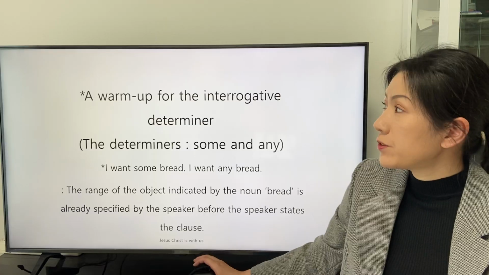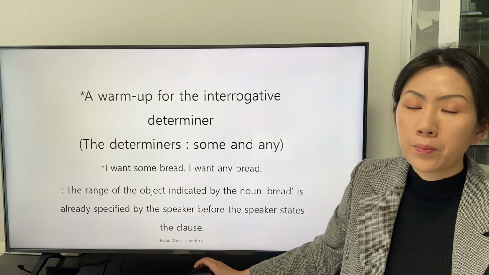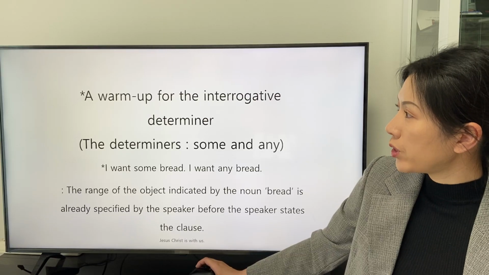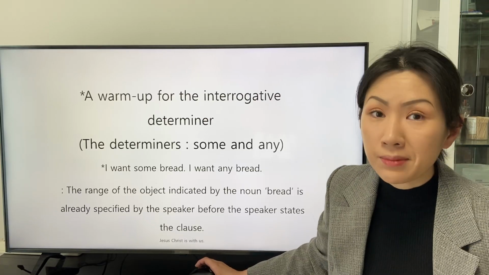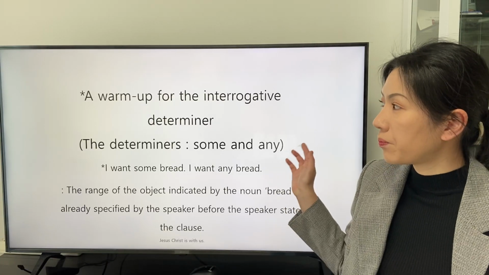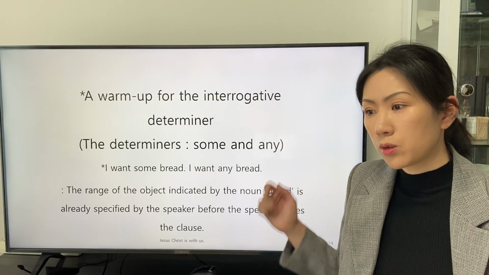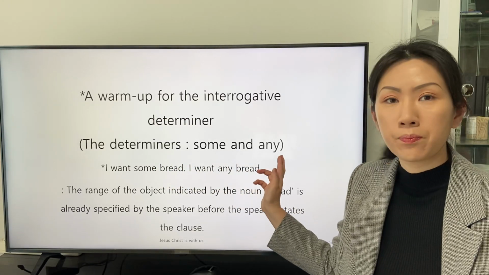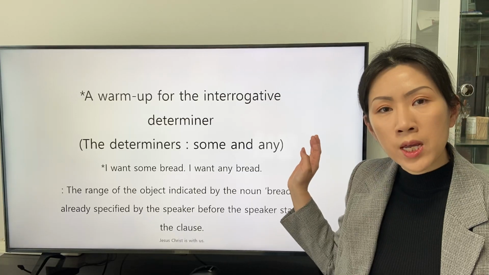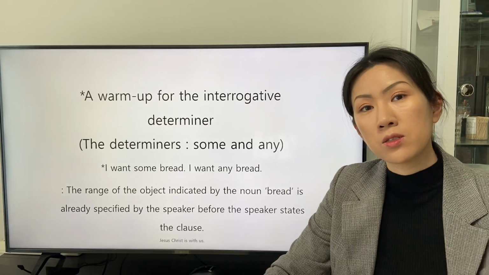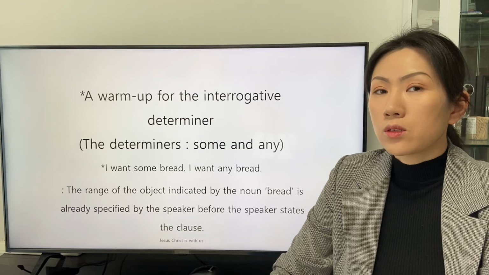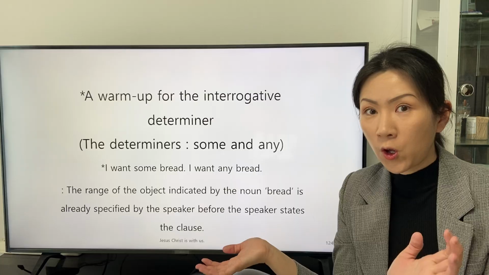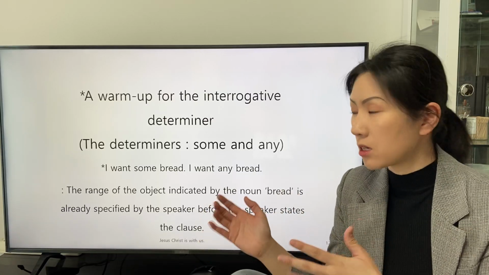There is a conference for warming up to apply the interrogative determiner. This conference is about reviewing the determiners some and any. The difference between the two determiners, whose definition is the same, to refer to a tiny part of the overall part of a subject or an object, is that the speaker sets the predetermined range of the subject or object while applying the determiner some.